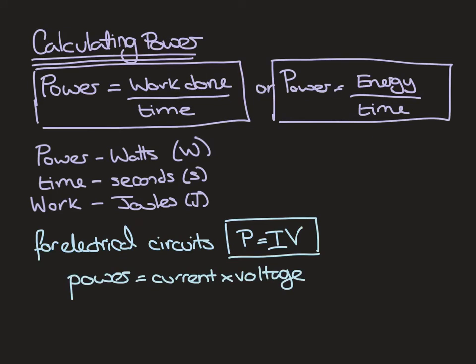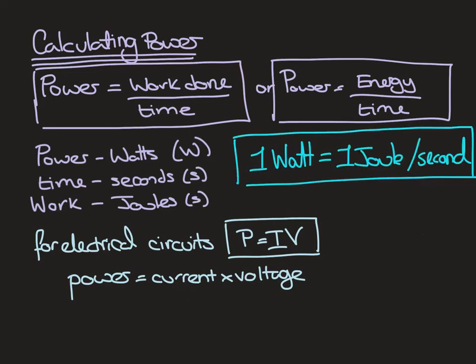Now, if you're looking at power in electrical circuits, there's another equation that you can use, which is that power is equal to the current times the voltage. PIV is a good way to remember it, okay? So for electrical circuits, this equation might also be useful. Power is equal to the current times the voltage. And remember that from these equations up here, we can define the watt. So 1 watt is when 1 joule of energy is transferred in 1 second.